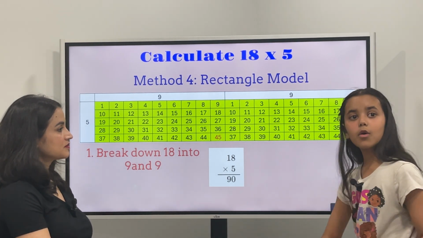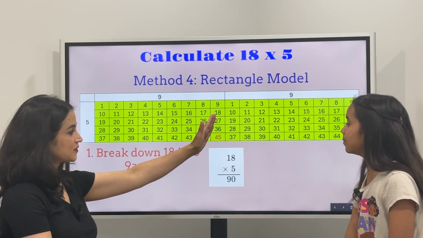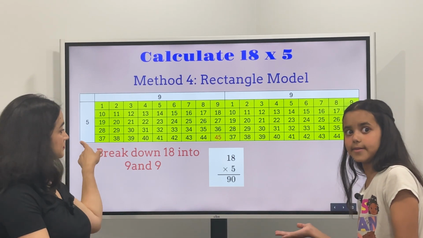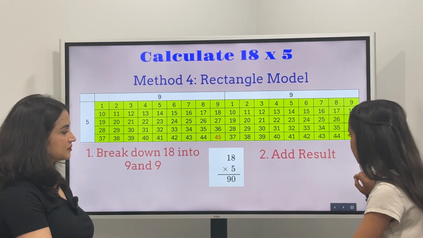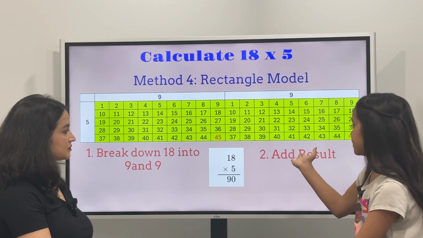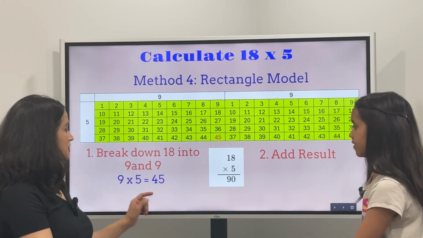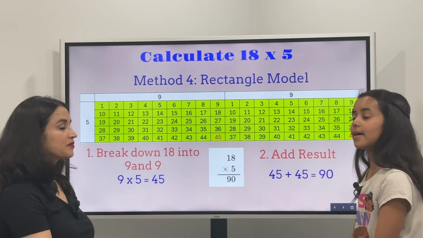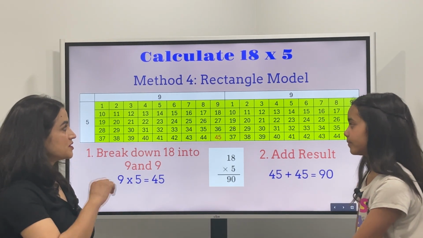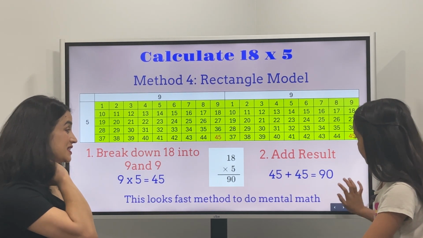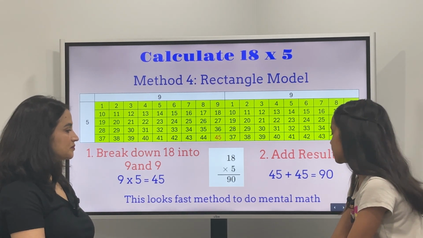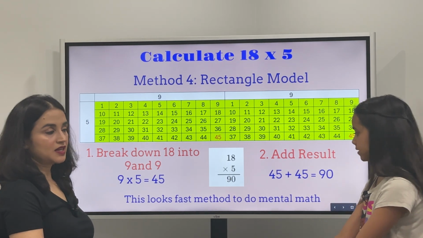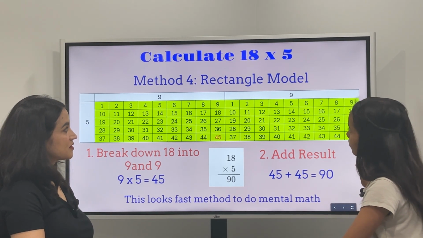Okay, break down 18 into 9 and 9. See, there's another method that we have here. 9 and 9. Then add the results. So 9 times 5 is 45, and 45 plus 45 equals 90. That is also a little bit faster. This looks like a fast method to do in mental math. Now let's see the next method.